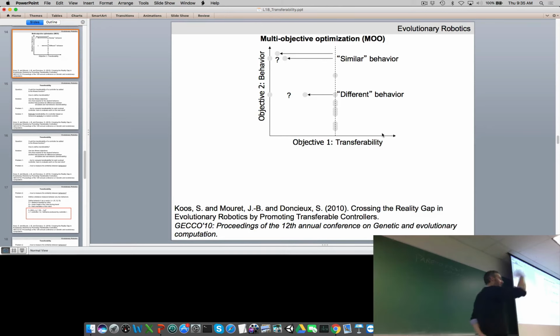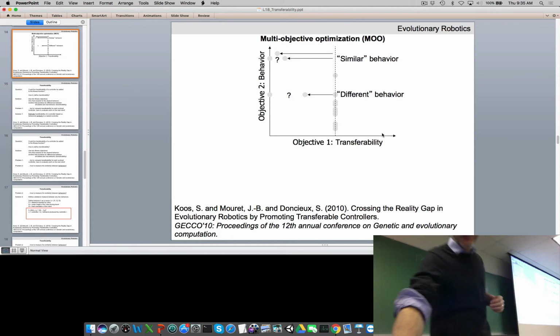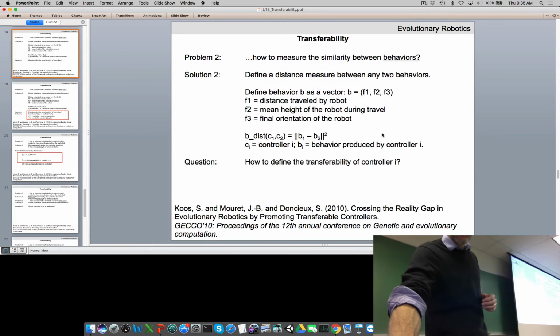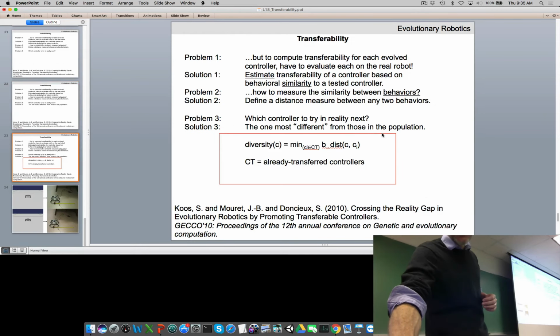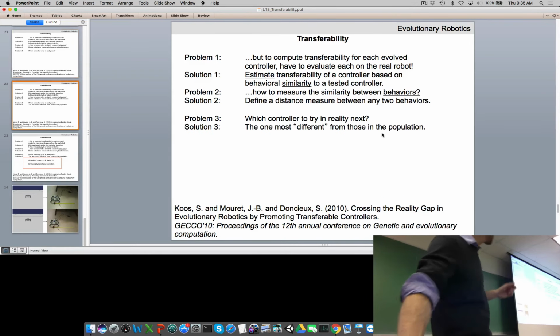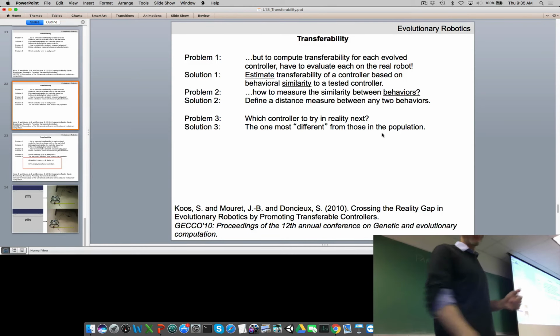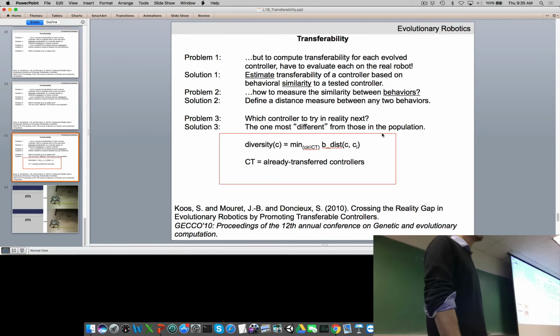Exactly, right? So remember back half an hour ago to the Resilient Machines project. What did the Resilient Machines project do? It tried to do something new, right? Something where its internal model said, we don't know what's going to happen. You're going to tilt to the left, maybe you're going to tilt to the right. Not so sure, right? Similar principle here. Let's see, where did we get to? Which controller to try in reality next? We're going to send across the one that's most different from all the ones that we've sent so far.